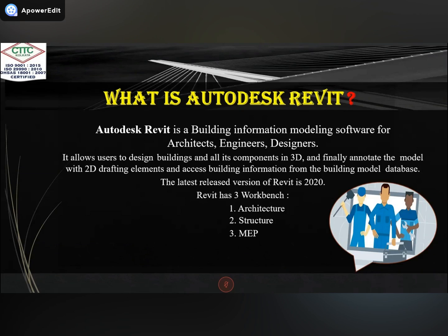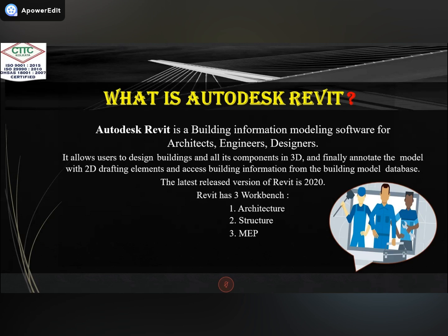So in Revit Architecture software, we only do the building structure drawing part, not other structure drawings. We will not do the water tank. We only do the building part. So we use Revit only for BIM purposes, the building information modeling purpose. What is BIM? Later I will discuss BIM.